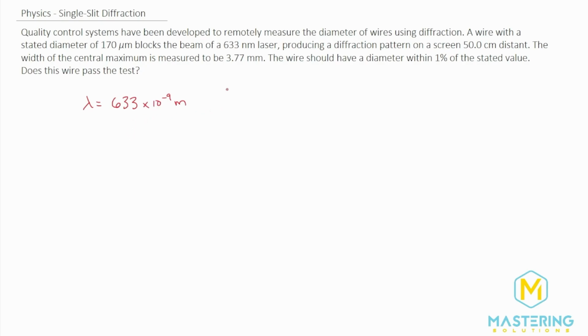They also give us the L in this case, which is the diffraction pattern, 50 centimeters. So L is going to be equal to 50 times 10 to the negative 2 meters, which is also 0.5 meters. I like to do this one. I think it's safer. W, or the width of the central maximum, is given, and that is 3.77 millimeters, so times 10 to the negative 3.